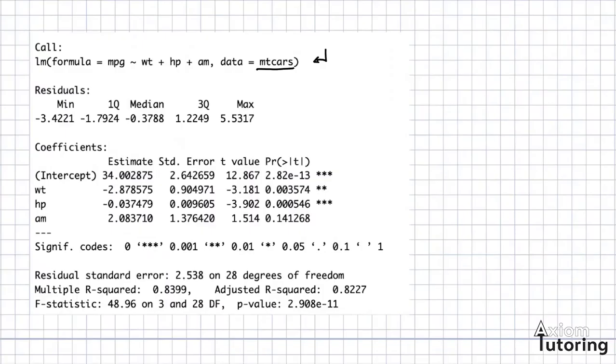Stata shows the command you typed, but R prints the model specification also as part of the output. So same information, just different philosophy. Let's move to the next bit.